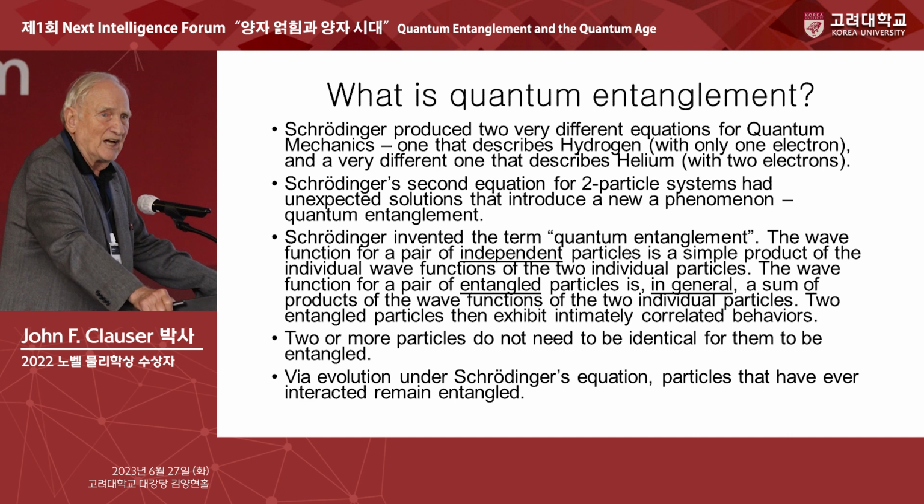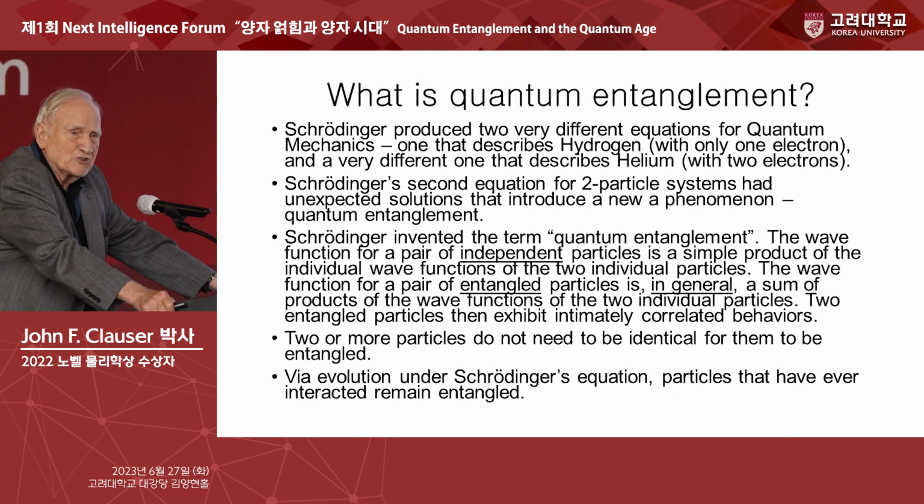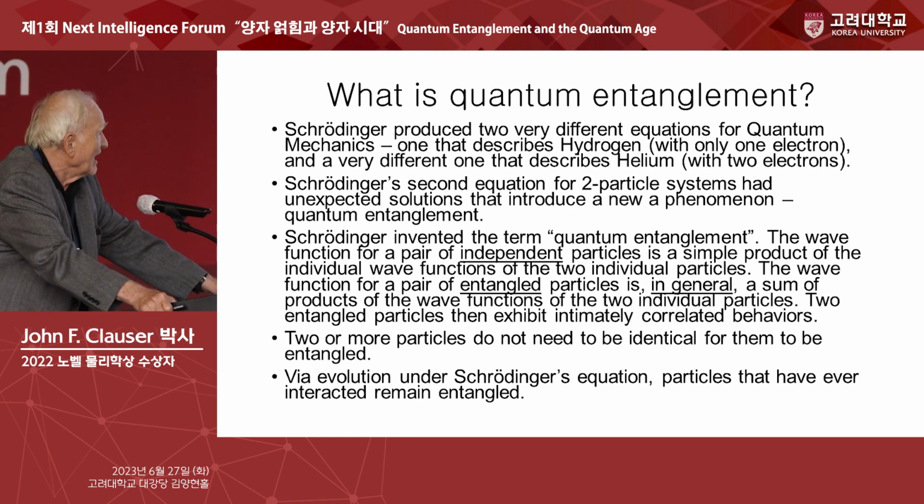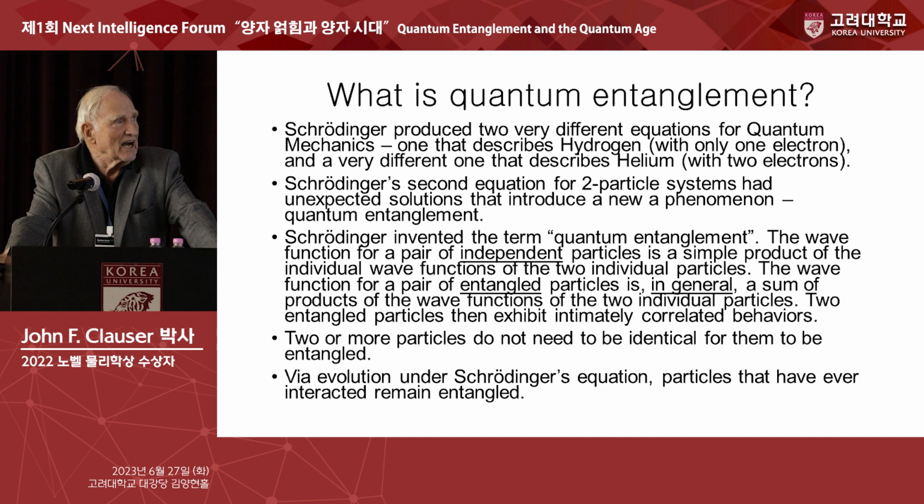The first one seemed very reasonable, and people could sort of understand it. It showed we had wave motion of matter waves. The second one, for two particles, had some very surprising properties. The solutions to the equations had a whole new property that nobody had expected, which was called quantum entanglement. Schrodinger invented the word quantum entanglement to describe this.